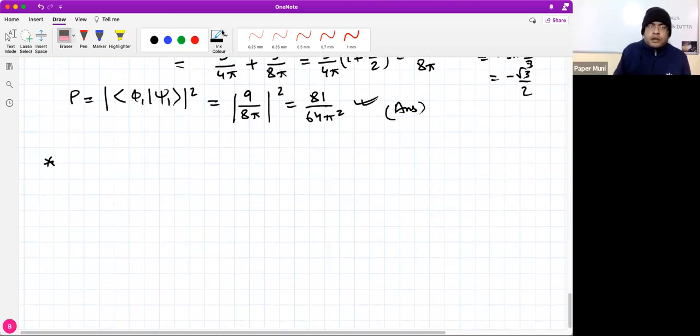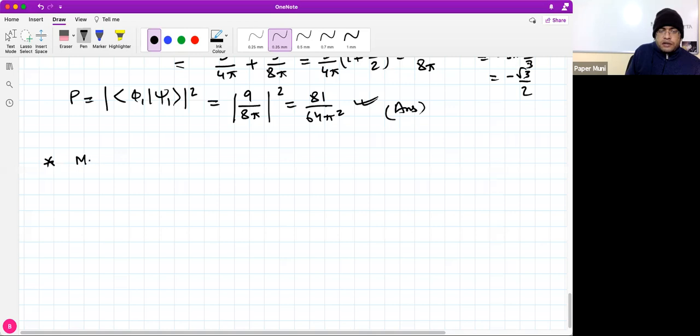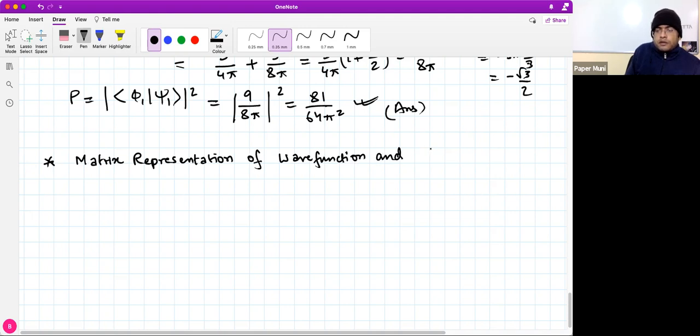Now the next one. These are some different topics, and we are not getting into details of it right now. Just the working principles, how to think and solve the problems in this sense. The previous problem had everything defined clearly. Now we'll talk about matrix representation of wave functions and operators. We are not going to prove or derive anything here. We are just going to see how to use it.